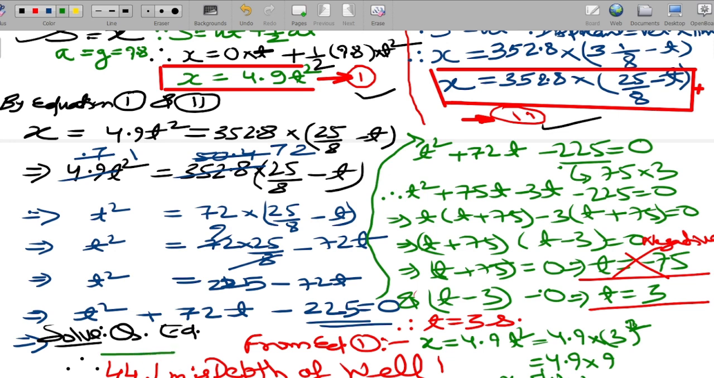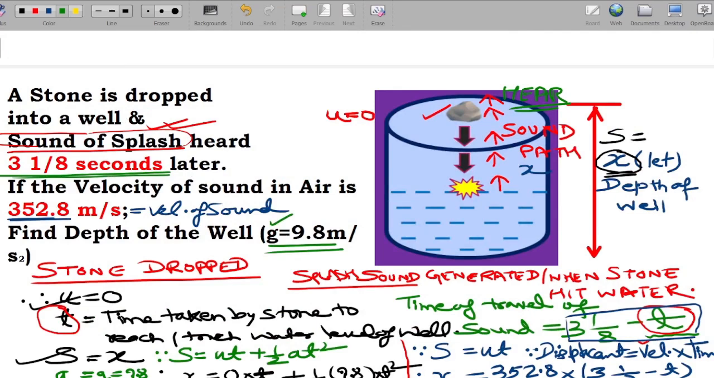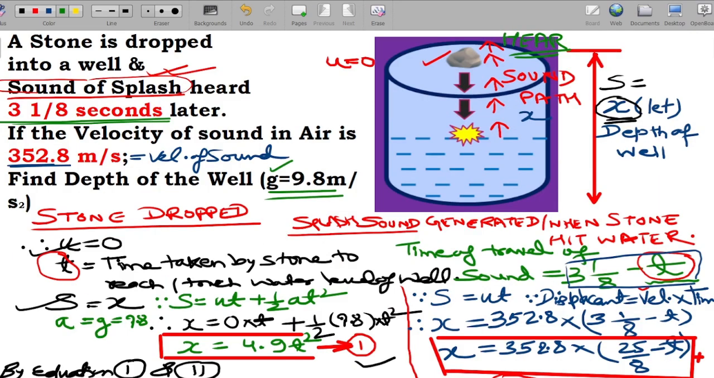So 44.1 meter is the depth of the well which we have derived over here. Writing it near the question, where we have written to find the depth of the well, here we will write 44.1 meter, right? This is our answer.